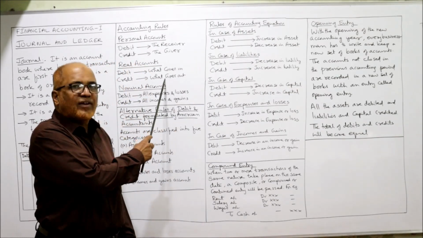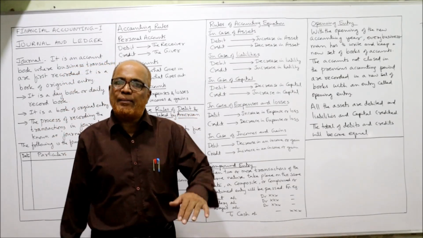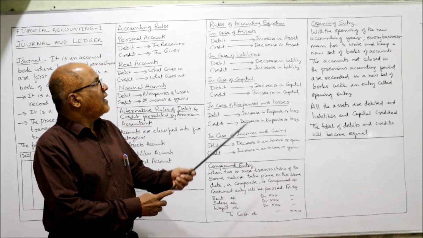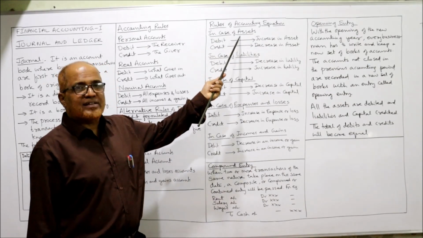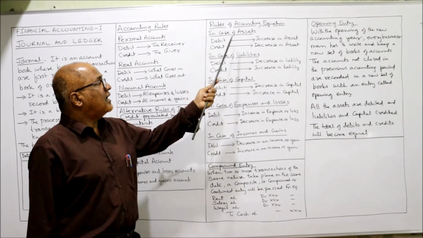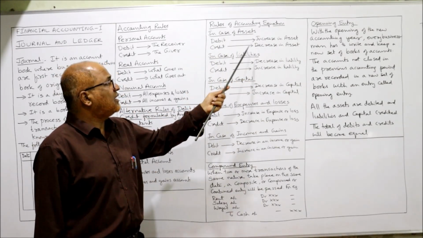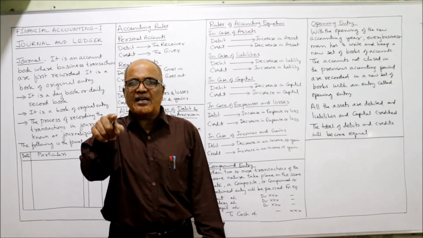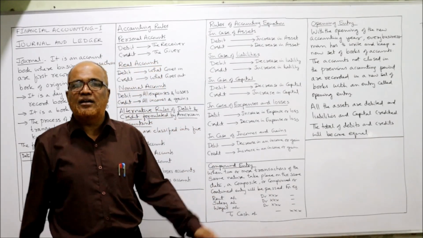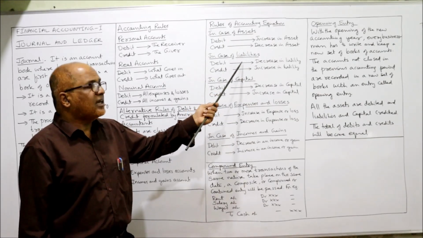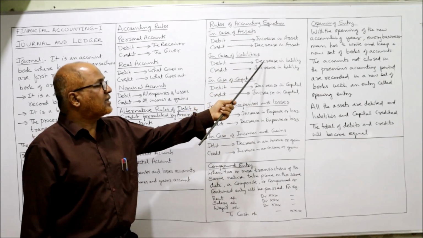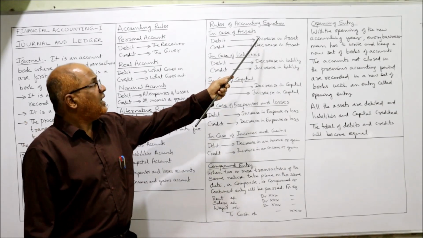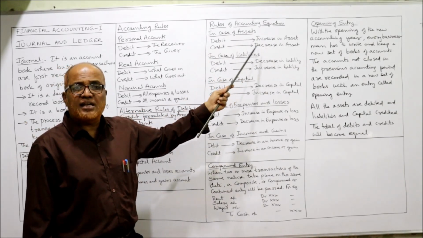This traditional method is different, and this is the new method which is followed by American accountants, called the accounting equation method. According to this, in case of assets, debit increase in assets, credit decrease in assets. If the assets are increasing, debit. If the assets are decreasing, credit. That is the rule. Secondly, in case of liabilities, it's opposite.